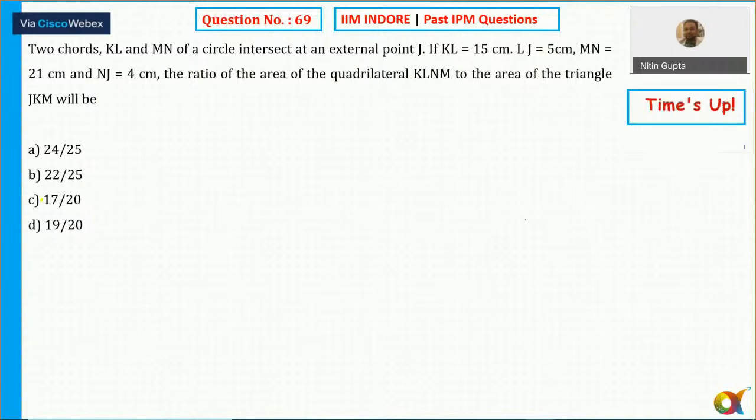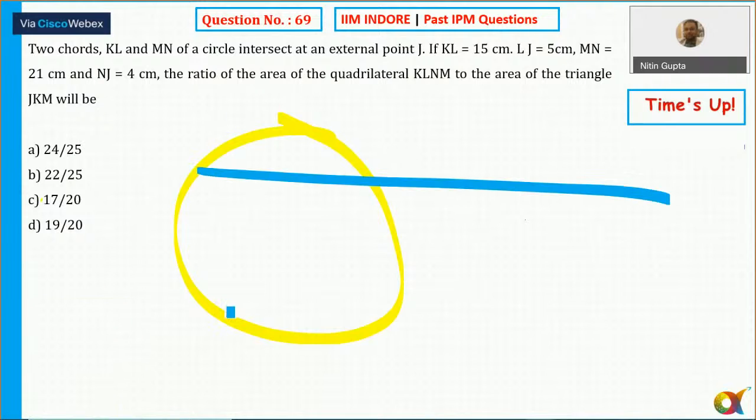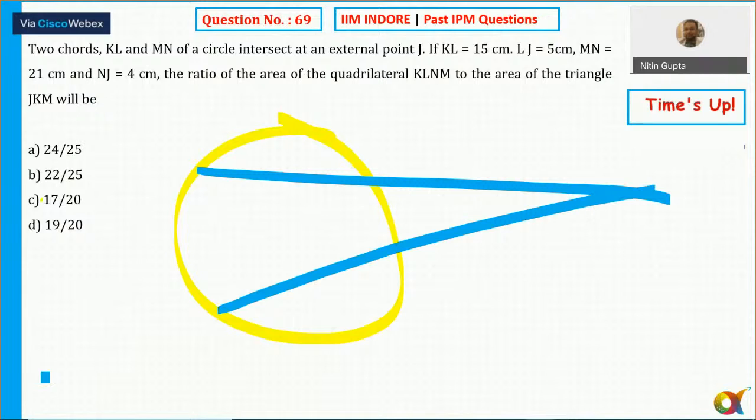Okay, now, just here, a very easy one. I do not know why you guys are not able to get the answer, but it's a very, very easy question. It says two chords KL and MN of a circle. So there is a circle here, and there are two chords KL and MN. These two chords intersect at the point J.